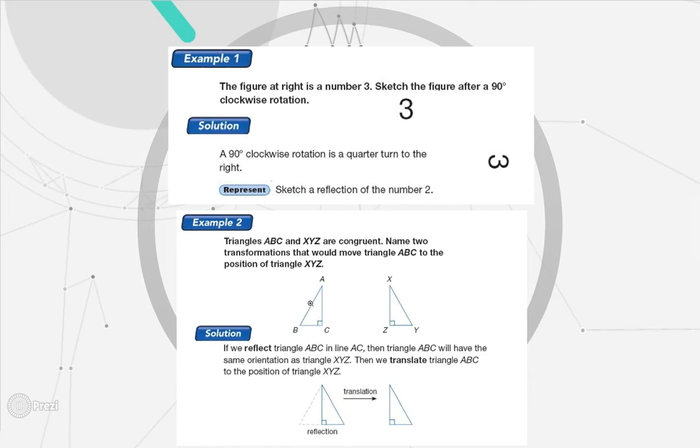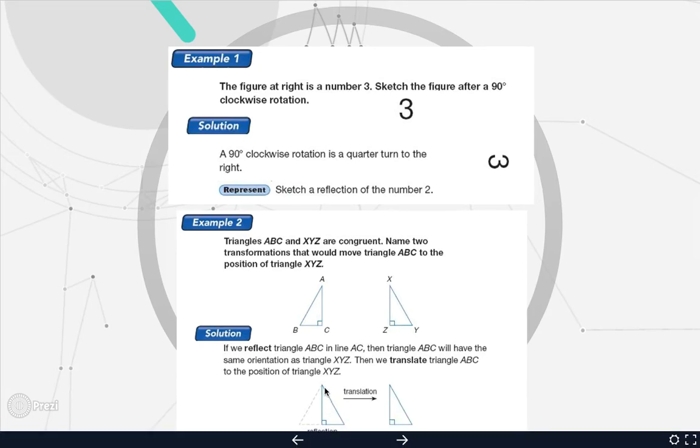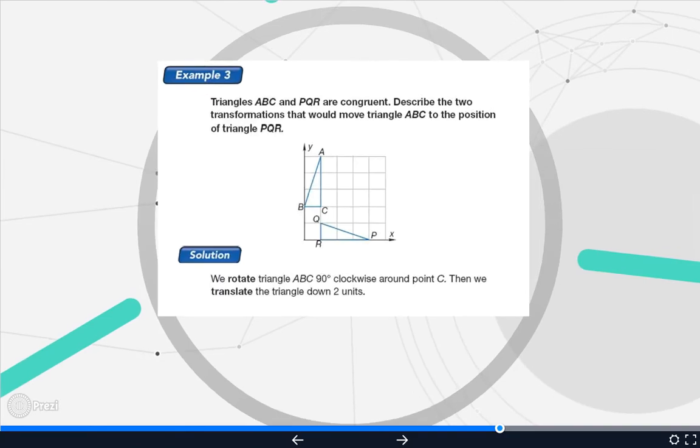So what we would do is we would reflect the triangle ABC, excuse me, and then reflect it here on this line AC. All right, so when we reflect it, it flips it to this side, and then we're going to translate the figure ABC, and it ends up on position XYZ. All right, so that's what we have down here on the bottom. See, we had the original triangle right here, and we use a reflection, which makes it look like this, and then we translate over to where XYZ is.